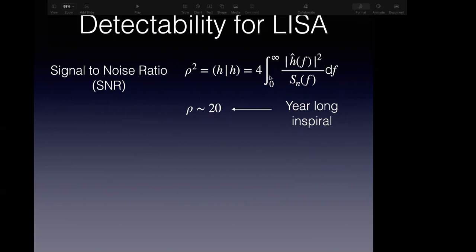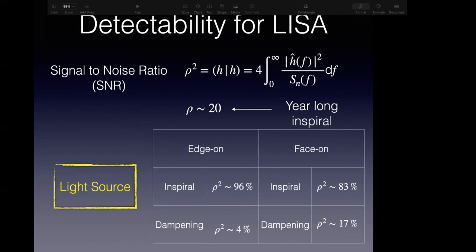It's fine, it's fine. Okay, so we're looking for SNRs of 20. In the in-spiral regime, for the light source that I showed you before, so that's a 10 solar mass object falling into a 10 to the 6 solar mass black hole, the in-spiral regime typically gives you about 96% of the total SNR, whereas the dampening regime isn't actually that loud. For the face-on source, it's a little bit louder, but not so much. The reason for this is simply due to the actual frequencies of the signal. Near-extreme black holes typically offer gravitational waves that are quite high frequency because the particles are spinning around so quickly, essentially. And because we're considering so many harmonics, around 20, a lot of those frequencies are smeared out across the LISA sensitivity curve.